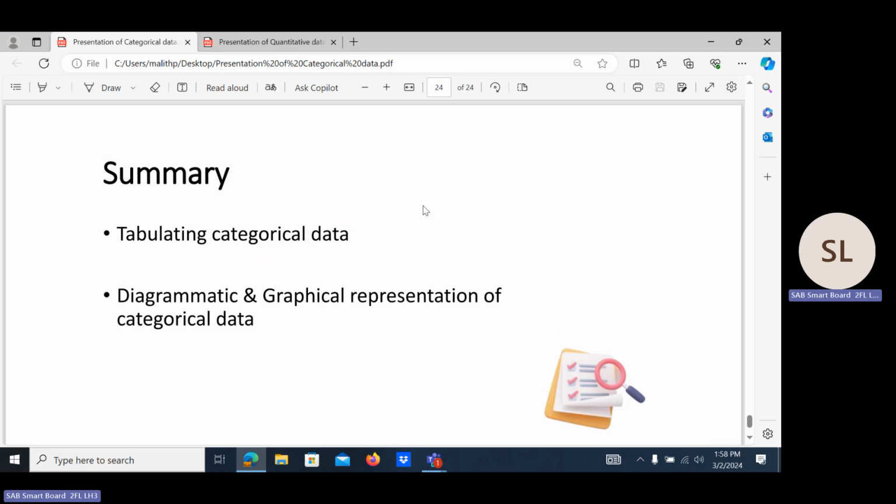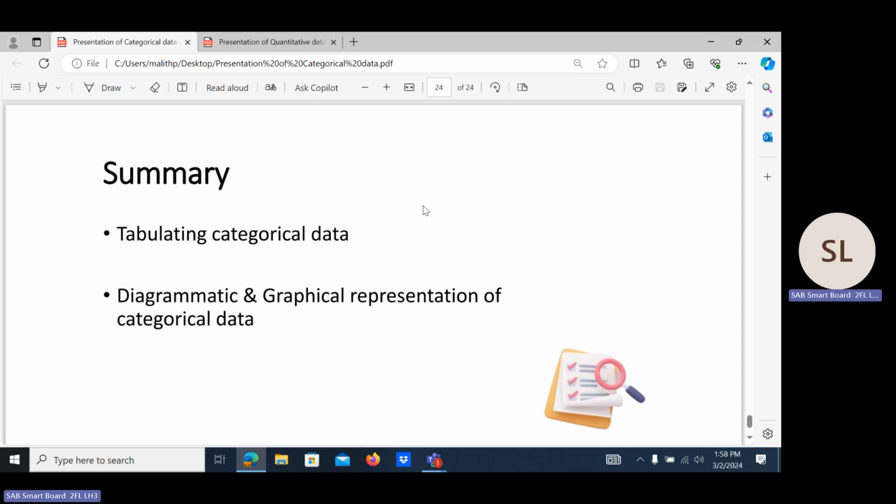Therefore, the first step is what? Using the raw data, we need to summarize the data. In this session we studied how to summarize it. We can use the tabular format, the graph, and the diagrammatic way. In the descriptive statistics part, we need to do the presentation of the data.